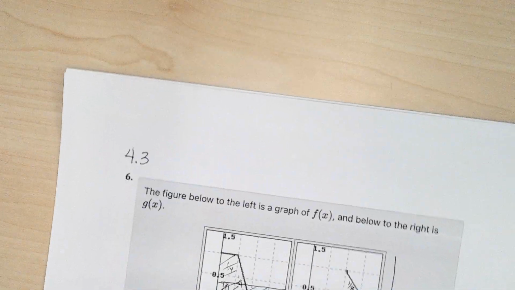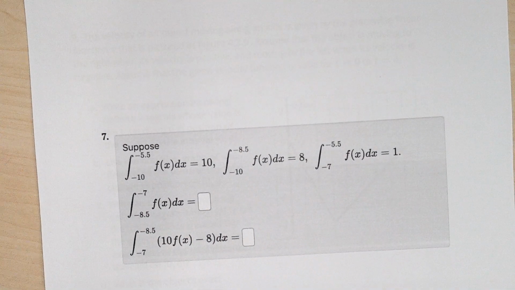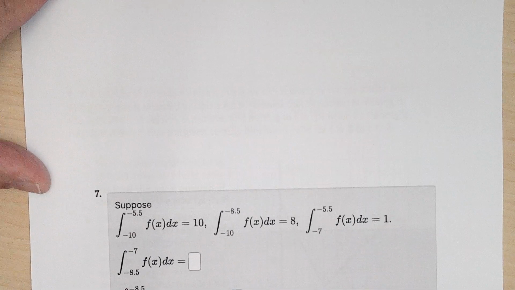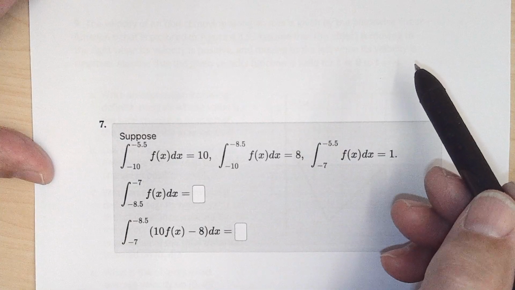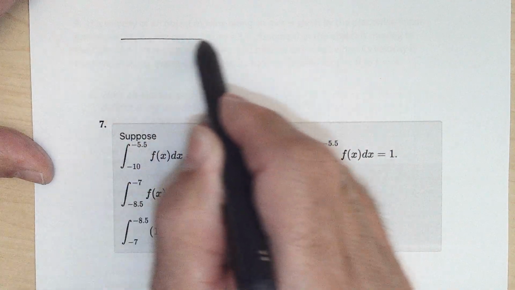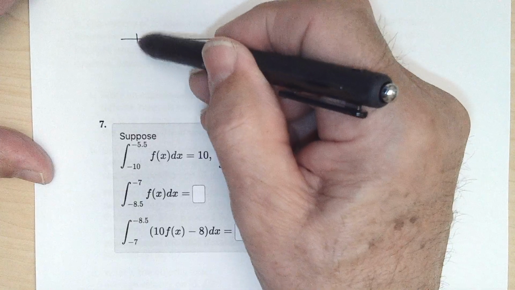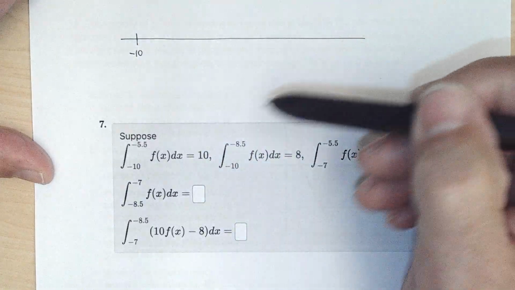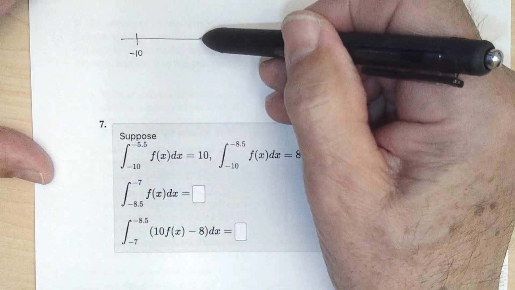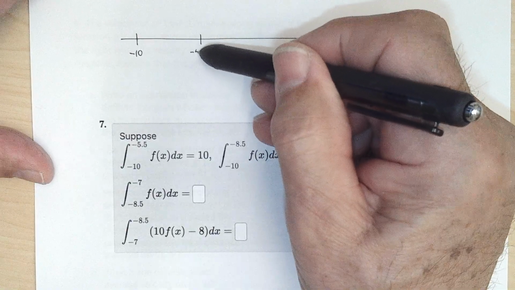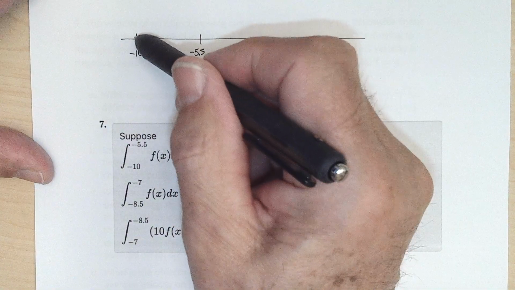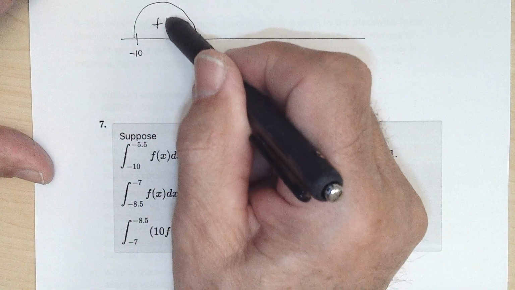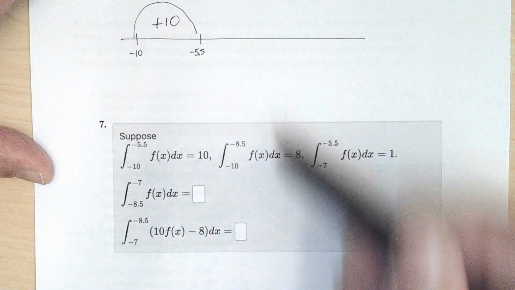Let's look at number, I think it's 7. Okay, so this is like the worksheet I did for you. We have a graph, and at -10 to -5.5, wherever that is, the area under the curve is 10. So I'll just say, oh, there's +10 here under some sort of shape.